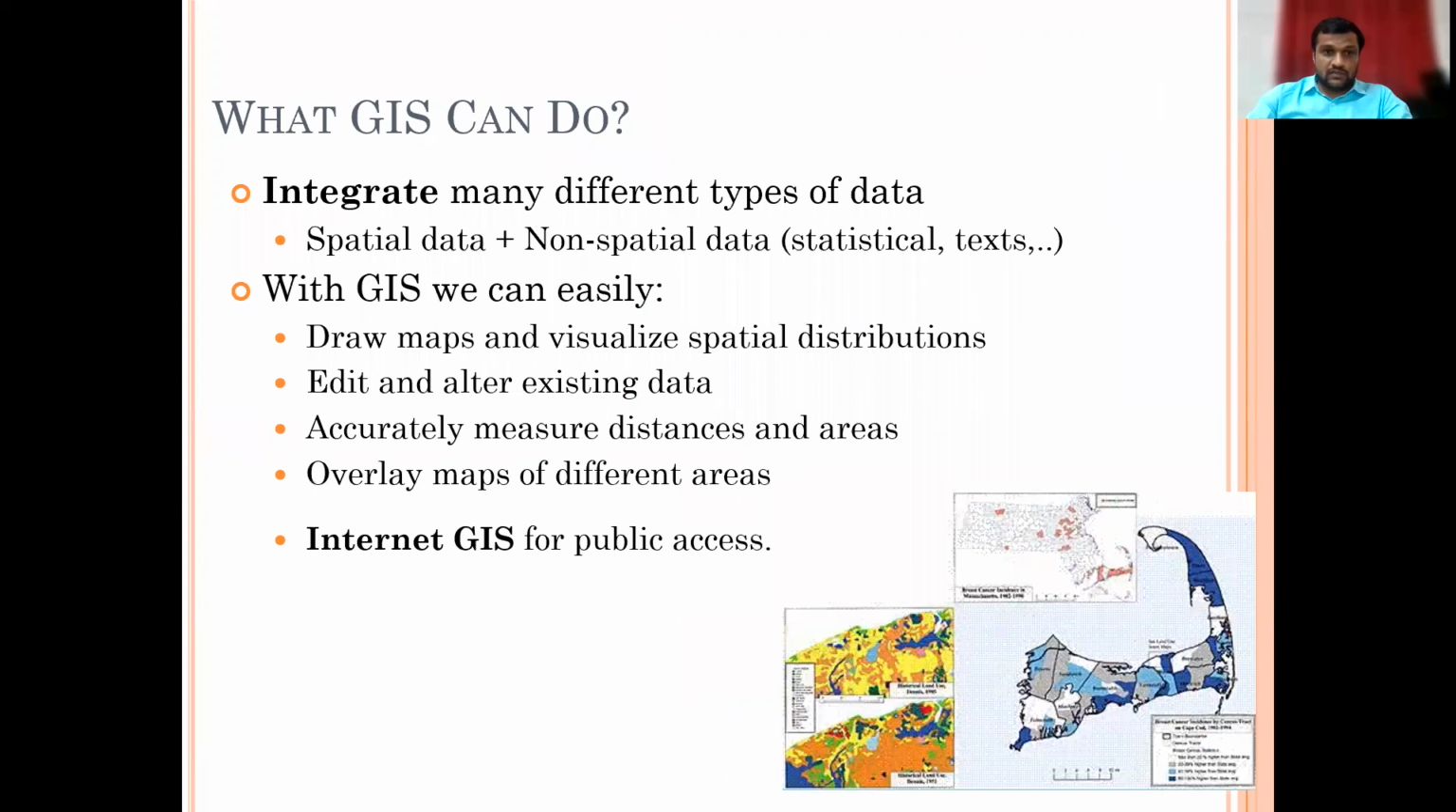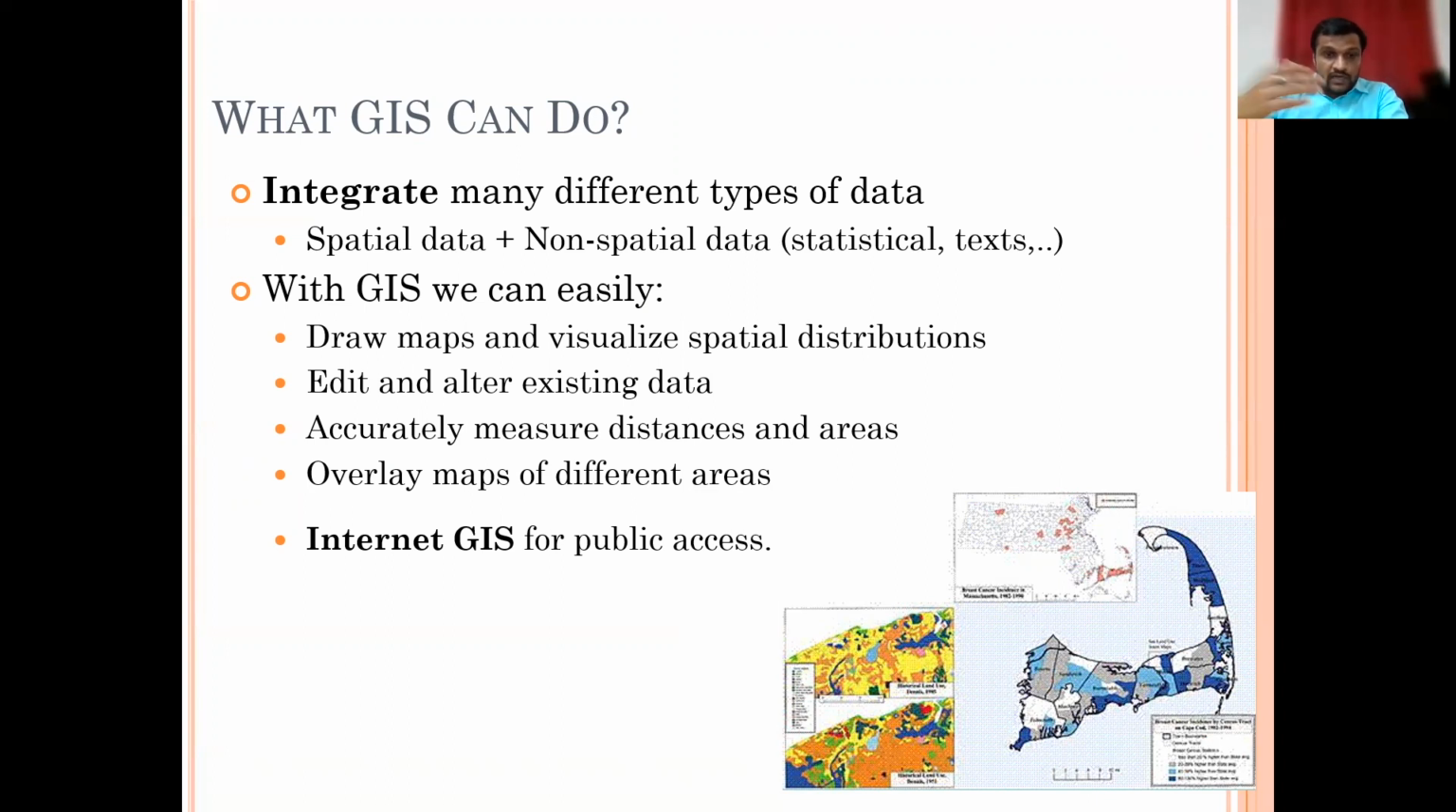Okay, the GIS can do the integration of different types of data sets. We may integrate different types of spatial data sets with non-spatial data sets, and by integrating multiple data sources, we can easily do any spatial analysis that can be done using GIS. GIS can be used to draw different maps. It is used to prepare different maps and also helps to visualize the distribution of the hotspot of any particular disease or any infection in the urban area.